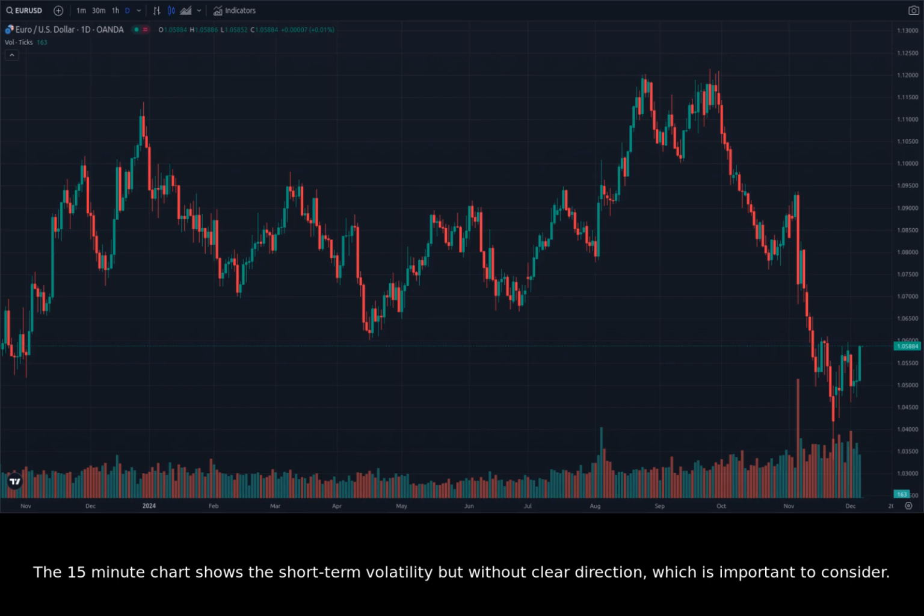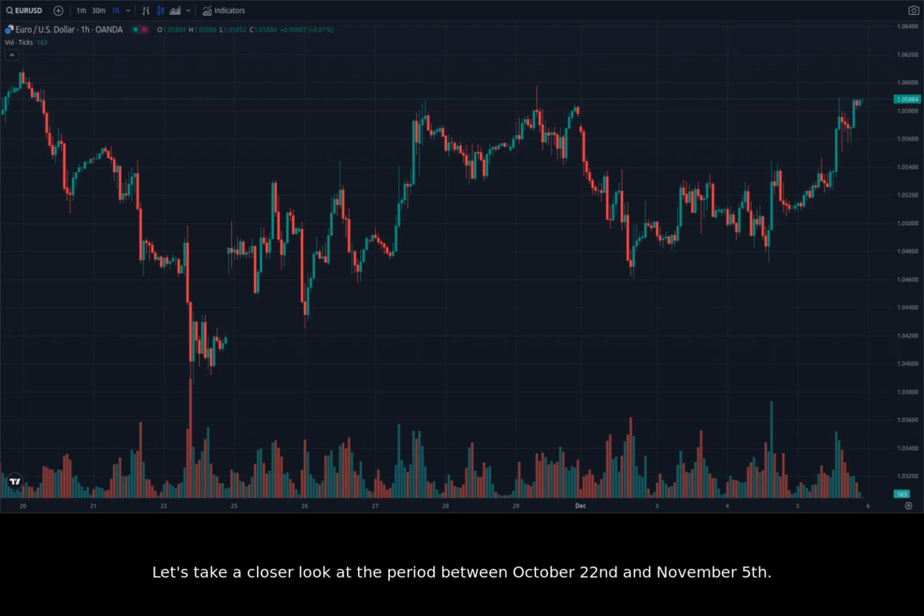The 15-minute chart shows the short-term volatility, but without clear direction, which is important to consider. Let's take a closer look at the period between October 22nd and November 5th. This time frame demonstrates the price action in the context of recent news.